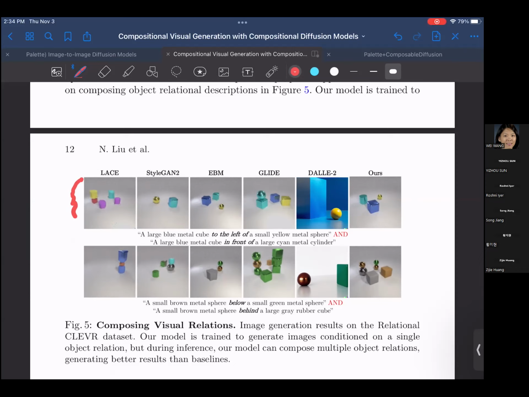So then, assuming that you are a user, you're going to give the text-based description instead of object one, object two. Is that right? Okay. Yeah.